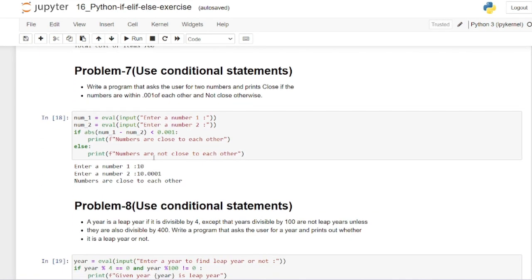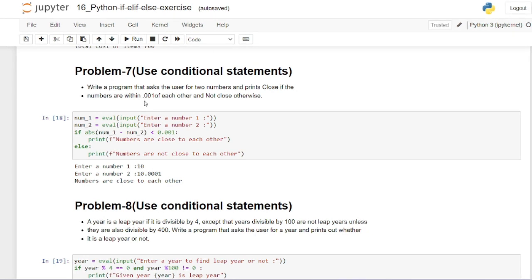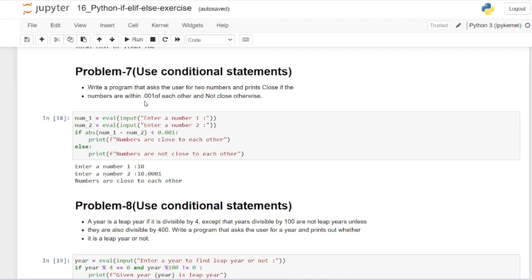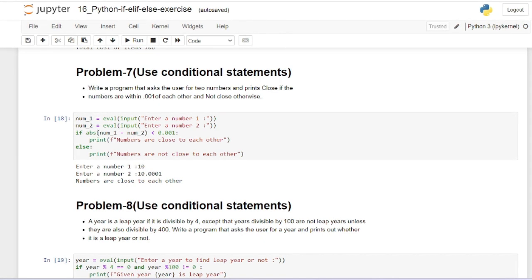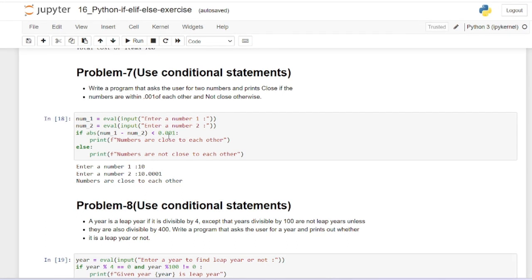Now let us see problem number 7. Write a program, ask the user for two numbers and print close. If they are close, the distance between them is 0.01. Otherwise they are not close to each other. I am taking two numbers, doing the subtraction and making it absolute, and if it's less than 0.001, then I am printing they are close to each other.